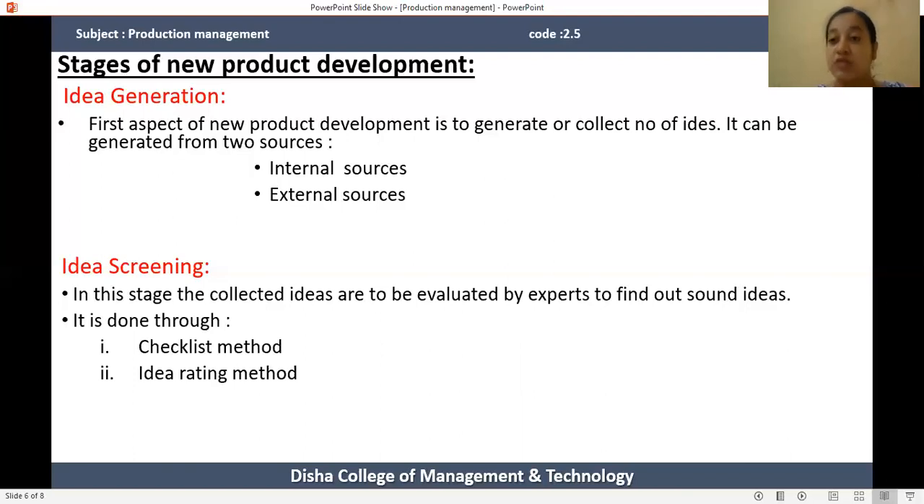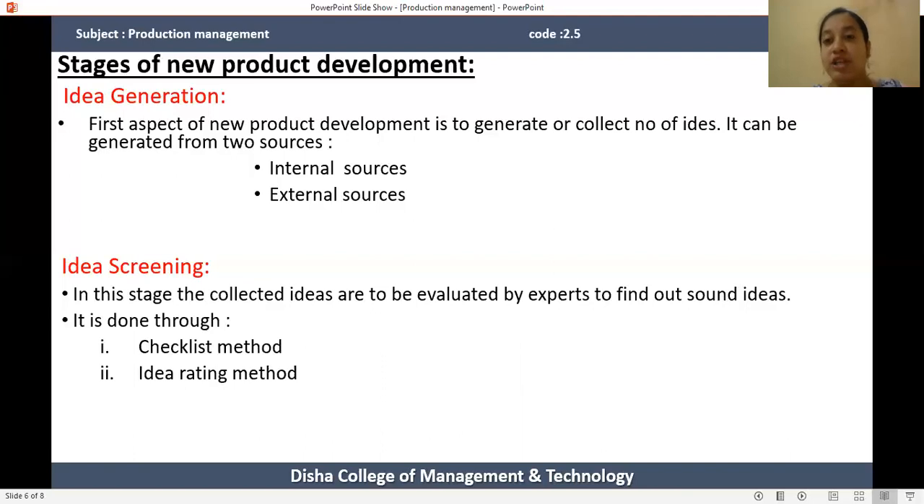They have to discuss with the employees, with the top management, and with the research and development department, and the salespersons' views are also taken into consideration. So from internal sources, the organization is able to collect various ideas. After that, the organization can generate various ideas from external sources also. External means outside of the organization. By conducting various surveys, the organization can generate various ideas related to products.